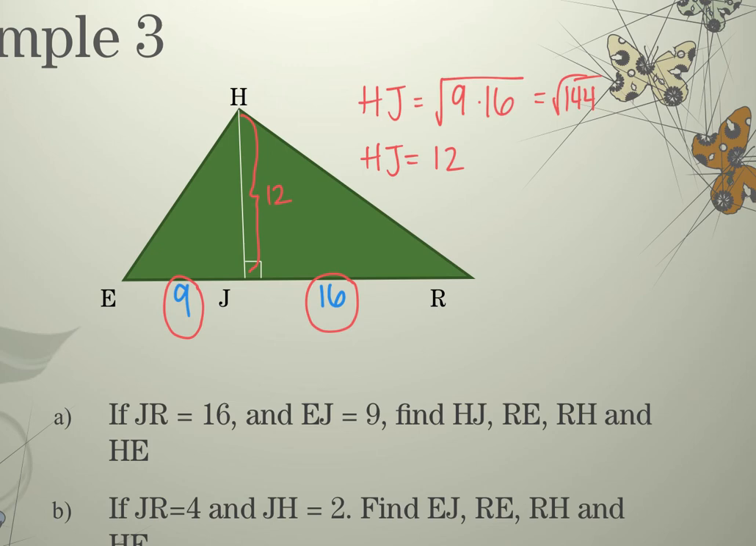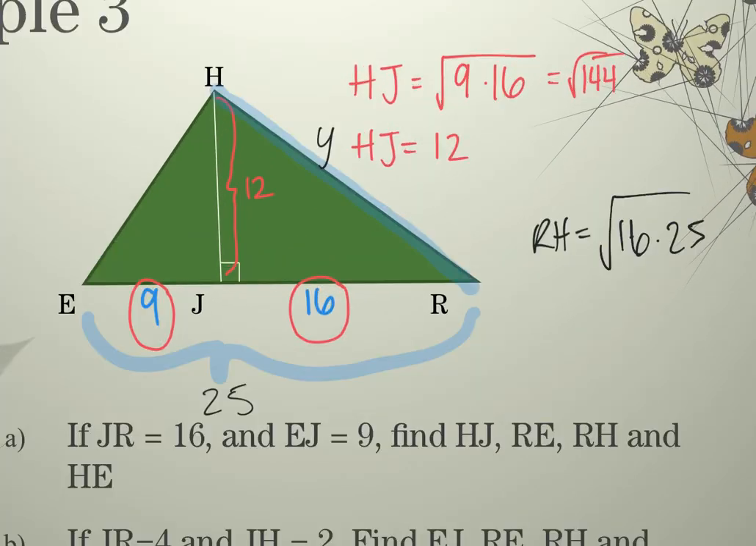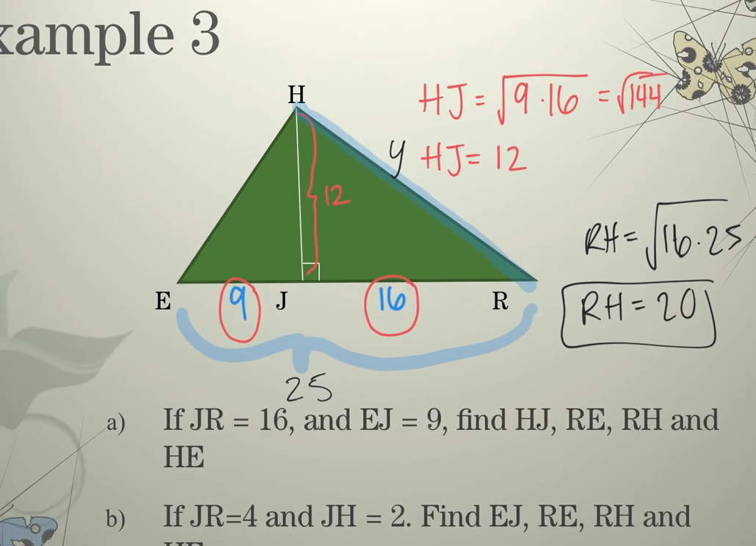Okay, so go back onto the next page, okay? Take the square root of it. So RH equals the square root of 16 times 25. You should get that RH equals 20, right? Use your calculators. Tell me if you get 20. Multiply 16 and 25 and then take the square root of it. You got 20? Perfect.